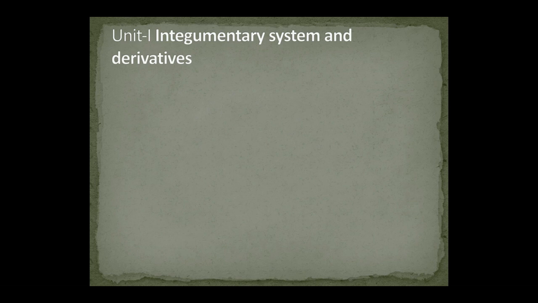The first unit, the integumentary system. Integument here refers to the outer layer of the body, or as we call it, the skin in general, the largest organ of our body. Integumentary system and the derivatives. When we look at the derivatives, these are those that originate from the integument. So what are the derivatives and what are we going to learn in this?